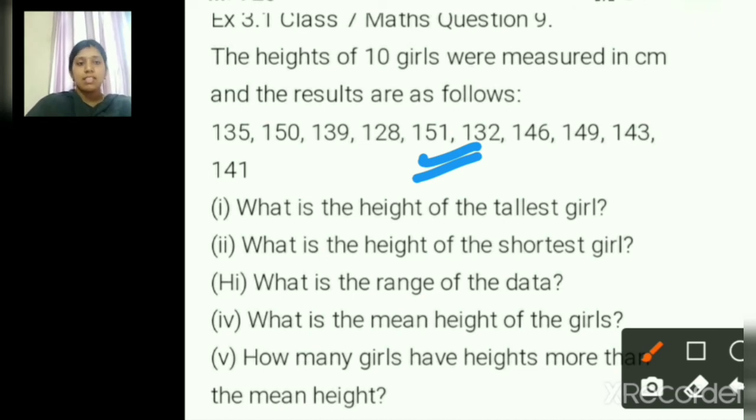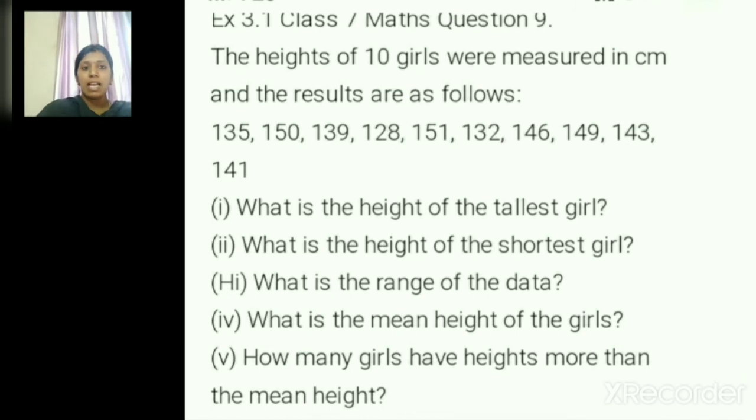Clear, children? Second subdivision, what is the height of the shortest girl? So which is the shortest height given? 128. Okay, so 128 is the height of the shortest girl. Third subdivision, what is the range of the data? So range, so tallest girl minus shortest girl. Okay, so 151 minus 128.